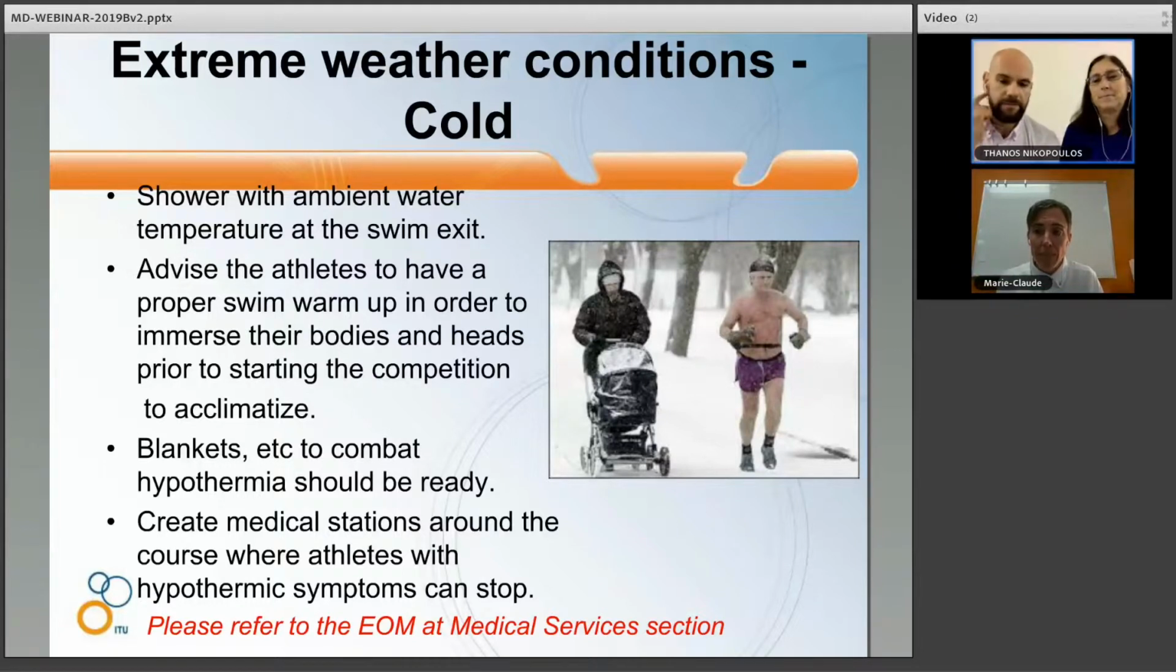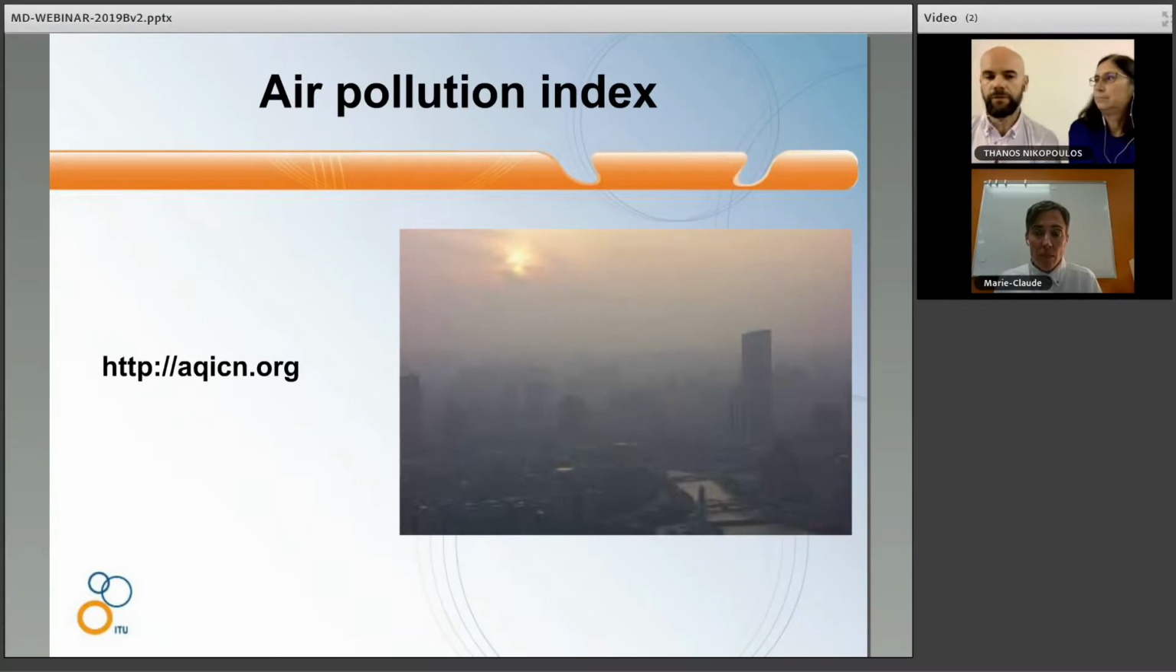Excellent point, MC. So a really detailed list on the measurements that need to be taken in these kinds of situations can be found in the event organization. In the medical services section, there is a part that speaks about extreme weather conditions and provides guidelines on how you can manage both areas.